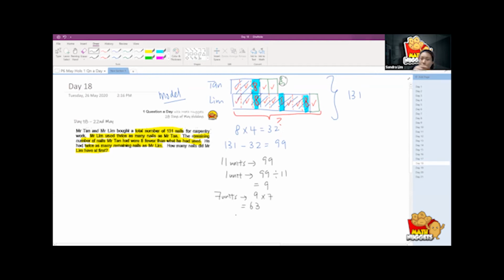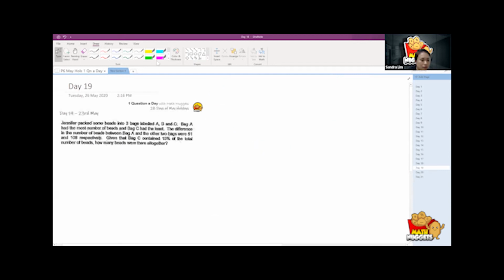Seven units, and then you don't forget to add back the 8s, right? There are 3 8s for Mr. Lim, so 63 plus 8 times 3, which should give you, that's 24, that's 87. So 87 is the answer. Okay.